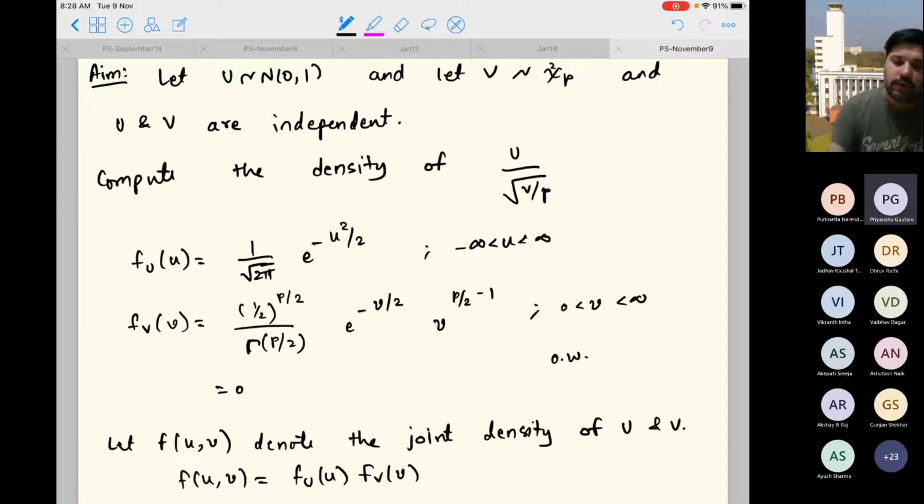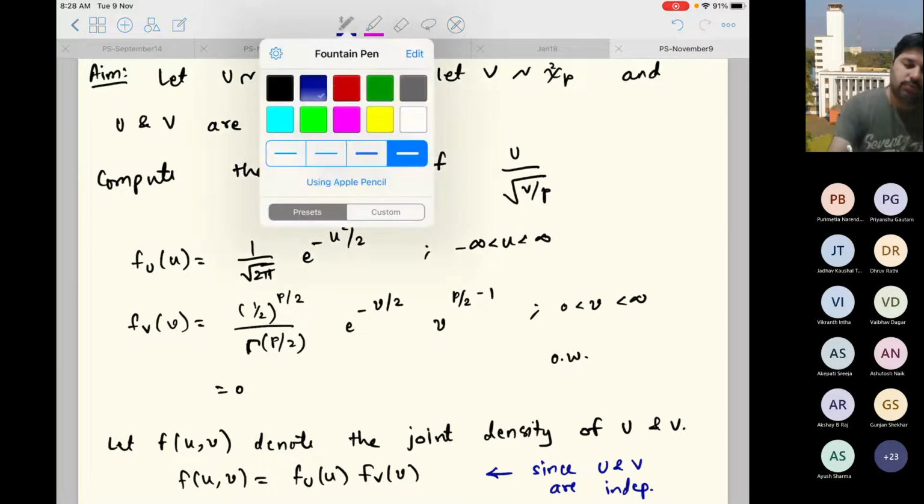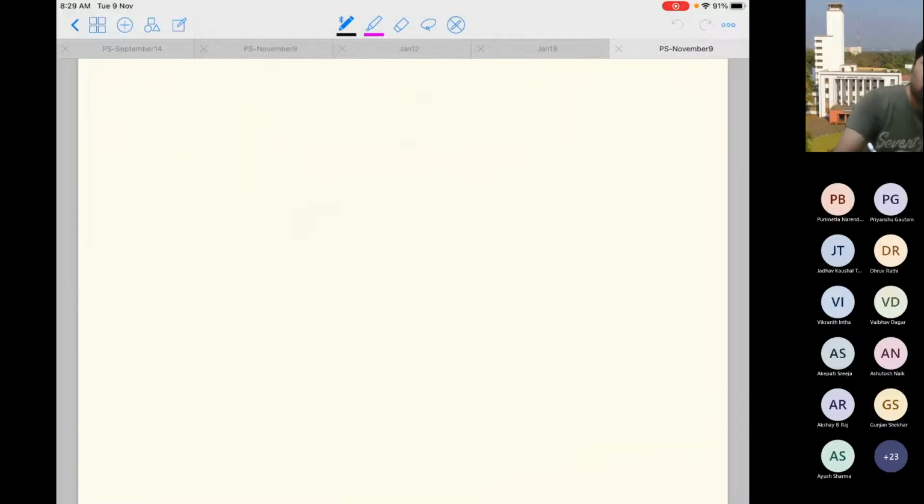Side dependence. Yeah, correct. I have assumed that u and v are independent. So here the independence is coming into the picture, right? Since u and v are independent, this is what is going to happen. So I can write this down. So this is only a product.